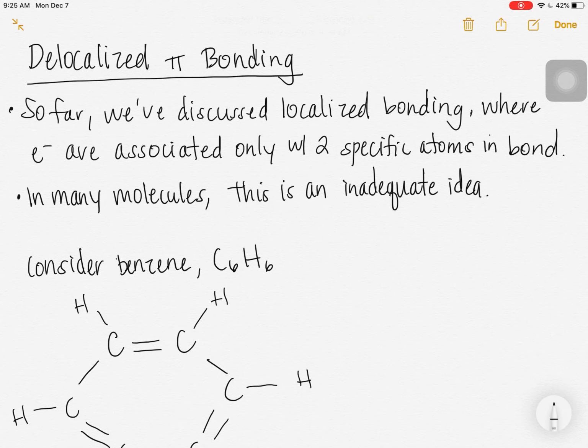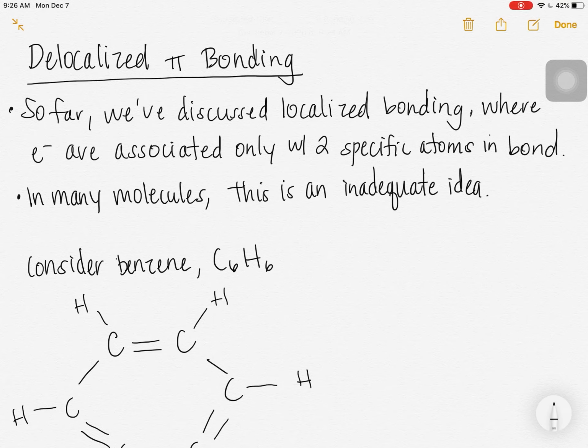This video is on something called delocalized pi bonding, and it is the last video in Chapter 9, Geometries, VSEPR, and bonding. So far we have discussed what we would refer to as localized bonding, although we have not used that term, where the electrons in a bond are associated only with those two specific atoms that are in that bond. That would be defined as local, or localized.